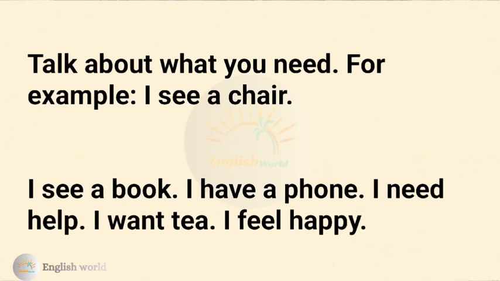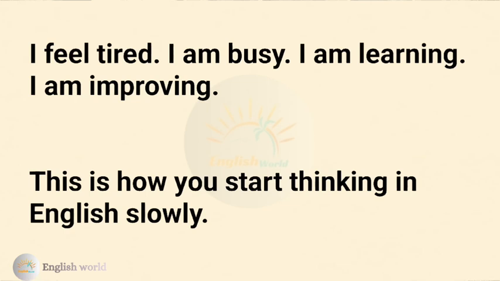For example, I see a chair. I see a book. I have a phone. I need help. I want tea. I feel happy. I feel tired. I am busy. I am learning. I am improving. This is how you start thinking in English slowly.